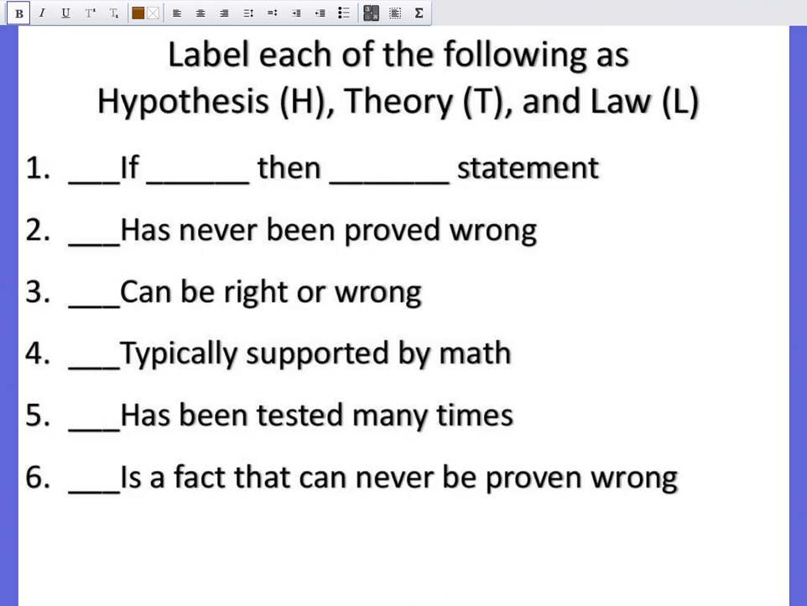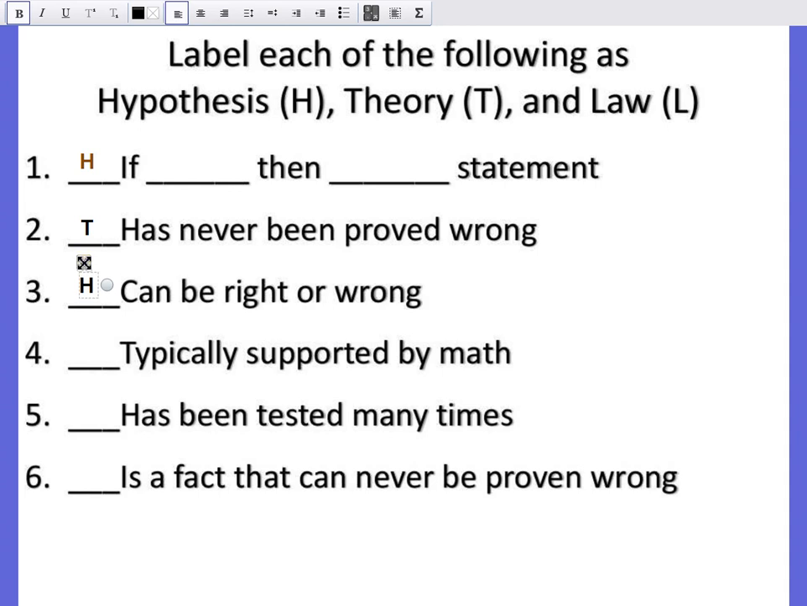One of the last pieces we covered in this chapter was the difference between a hypothesis, a theory, and a law. A hypothesis is what we were working on the last couple pages. It's an if-then statement. One that has never been proven wrong would be a theory. One that could be right or wrong, I would say a hypothesis.